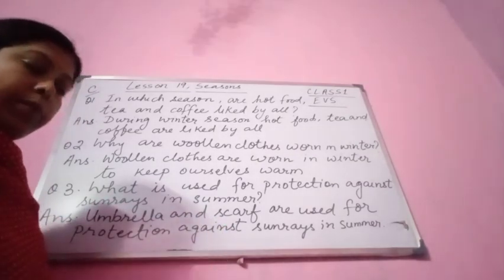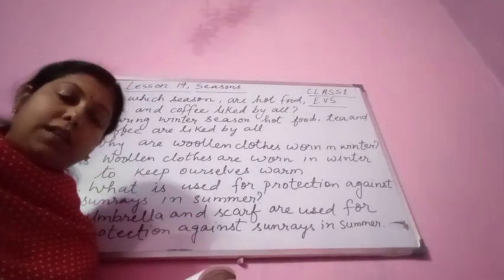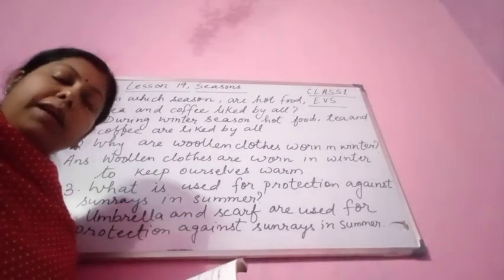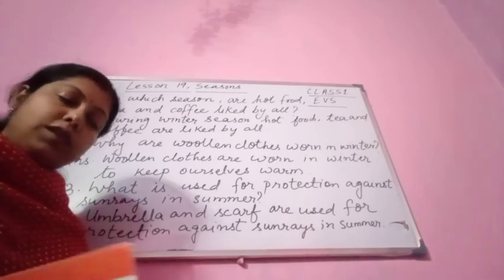Alright children, so we have completed this lesson, lesson 19, Seasons. Only one lesson is left. This is lesson 20, Daytime and Nighttime. We are going to do it in our next class.